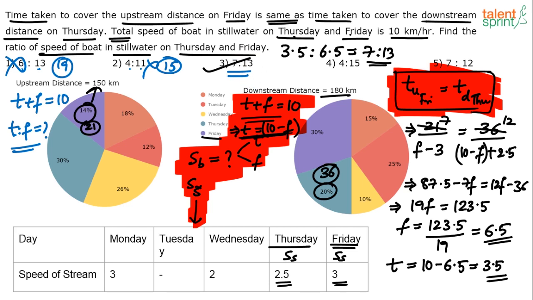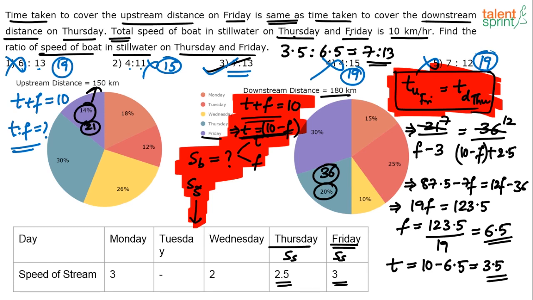But when you look at the fourth option, 4 is to 15. This also adds to 19, right? Cannot be the answer. Fifth option, 7 is to 12. 7 plus 12 is again 19. This cannot be the answer. So the only option which satisfies that smart condition here is option 3. Hence, you can also take a chance and mark option 3 as the correct answer there.